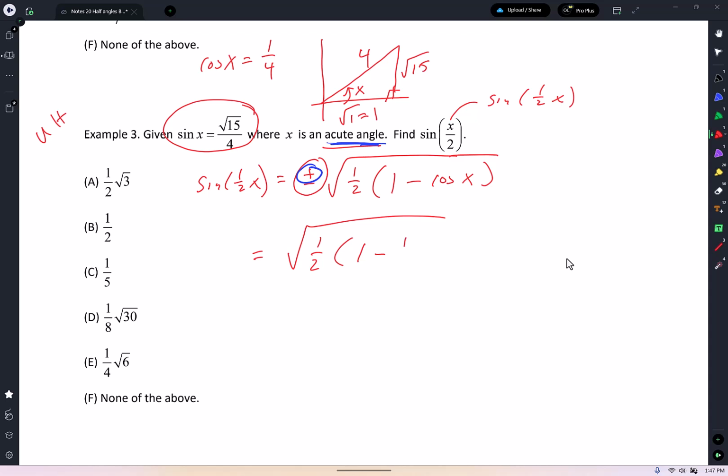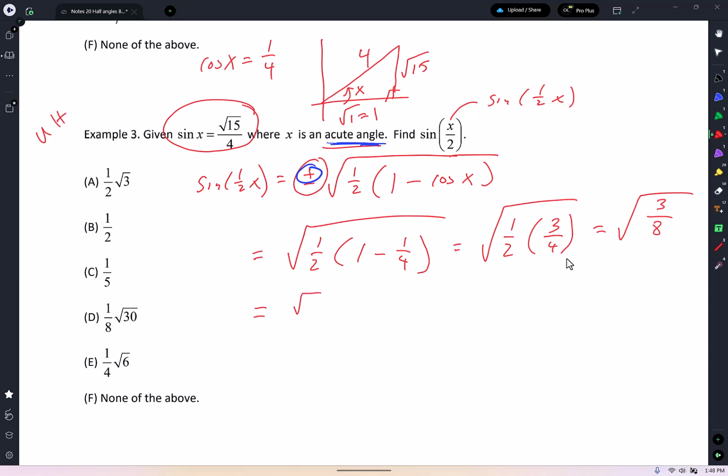So 1 minus 1/4. If you want, you can turn that 1 into 4/4. But if you have $1 and you take away a quarter, you just have 3/4, no? So square root of 1/2 parenthesis 3/4. See? This time my numerator is odd. 2 doesn't go into it, so I'm just going to multiply. 1 times 3 is 3. 2 times 4 is 8.